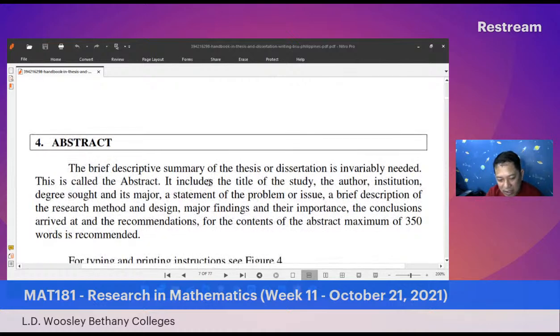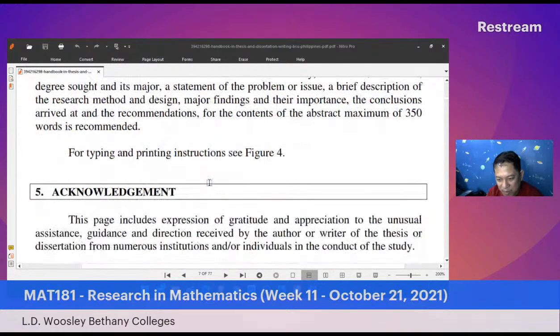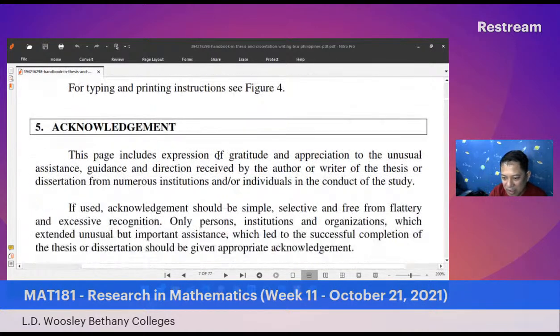For this, as stated in the Graduate School Handbook of Bulacan State, you have an abstract of a maximum of 350 words. It's recommended for typing and printing. Okay, figure 4. Then the acknowledgement: you have the expression of gratitude and appreciation for the unusual assistance, guidance, and direction received by the author or writer of the thesis or dissertation from numerous institutions or individuals in the conduct of the study.